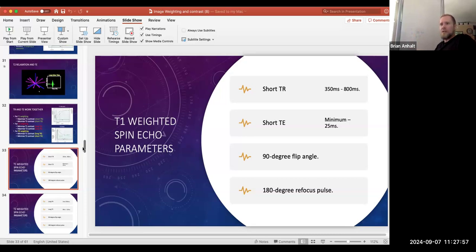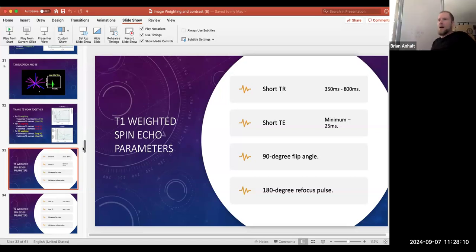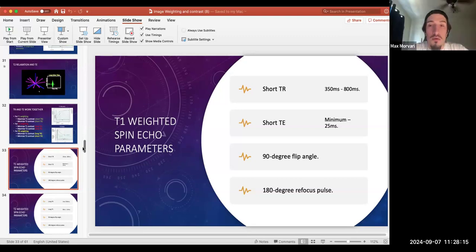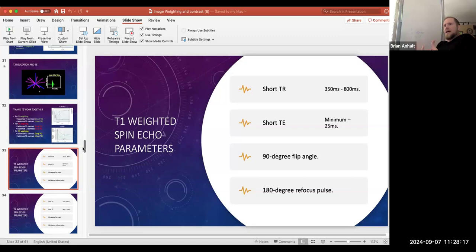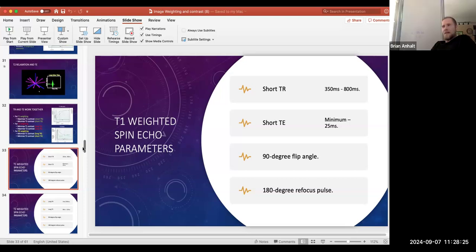Once again, why do I have a short TE? To minimize T2 contrast. And why does that minimize T2 contrast? It doesn't allow time. I don't have tissues to dephase. It doesn't allow time for T2 interactions to happen between different tissues. Thus, it doesn't give us T2 contrast.